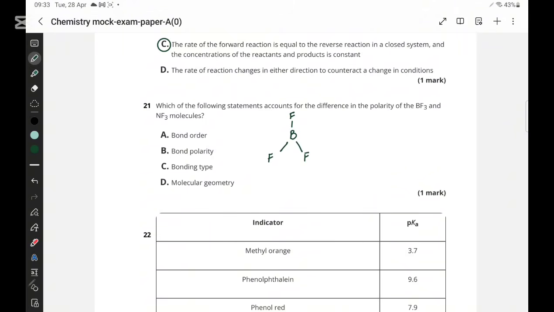It's going to be a non-polar molecule as it is symmetrical. Boron is surrounded by the same atoms, and also there is no lone pair present on it, which makes it symmetrical. And if symmetrical, then we can say that it is going to be non-polar.